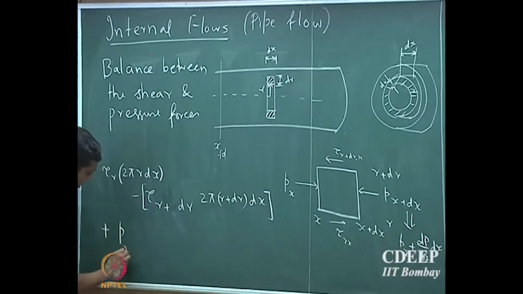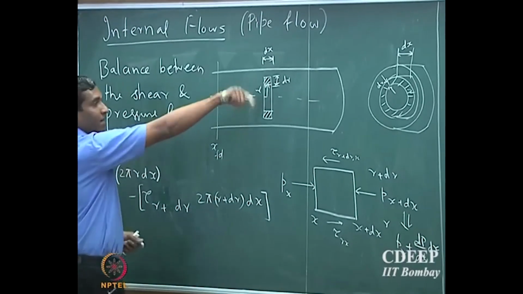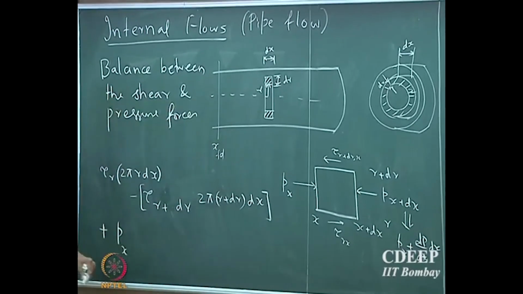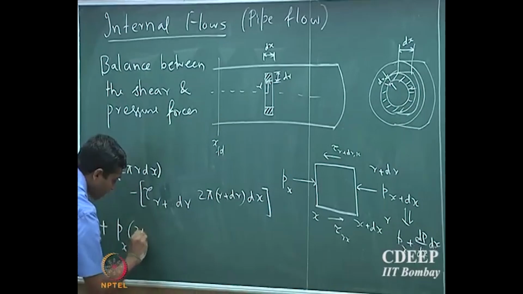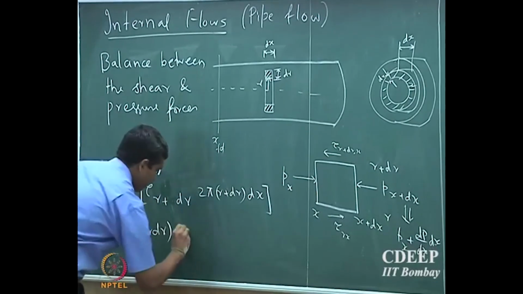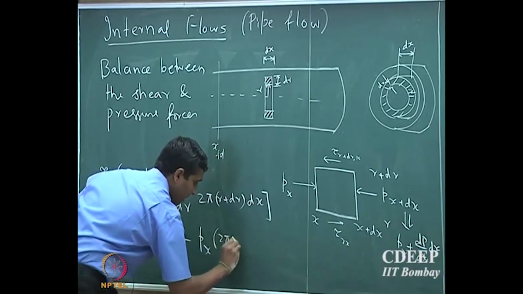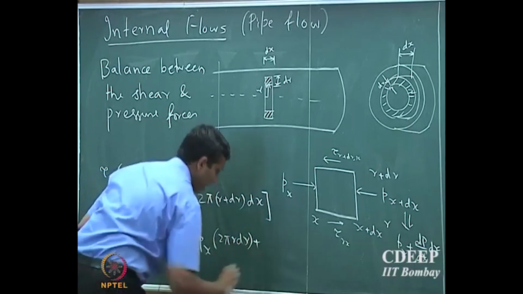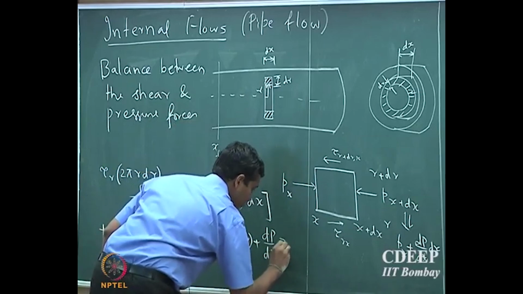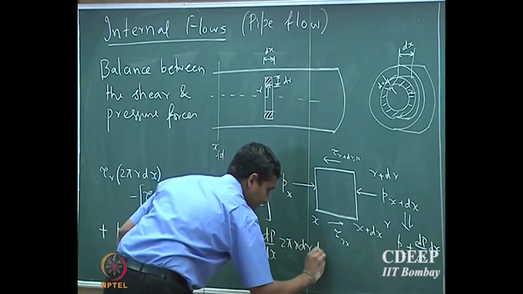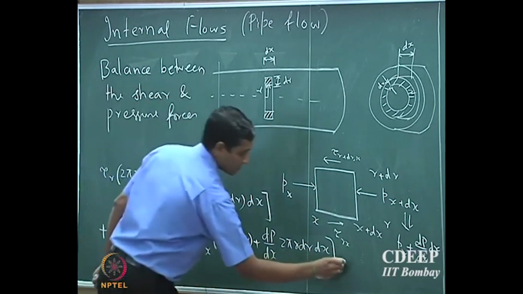plus I can write the pressure forces. What's the area at which it is acting? 2 pi r dr. So note that it's an annulus, right. So 2 pi r dr is the area of this annulus shell. So that will be P x into 2 pi r dr, minus P x into 2 pi r dr, plus dP by dx into 2 pi r dr into dx. And that should be equal to 0 under steady state.